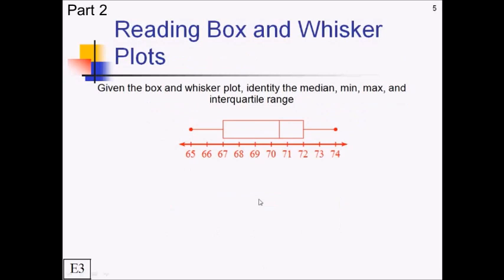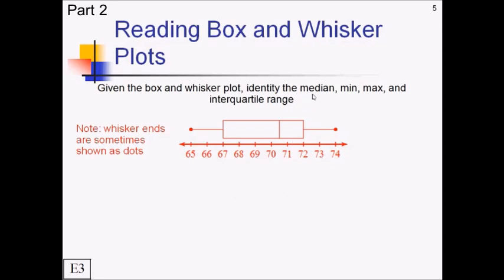Now that we've gotten practice plotting box and whisker plots, let's go the other direction and see if we can read them. So here's a box and whisker plot for you to read to see if you can identify median, min, max, and the interquartile range. And just as a note before you do this, the whisker ends can be represented as dots as well as those vertical lines that we were using before. All right, let's see how this went for you.